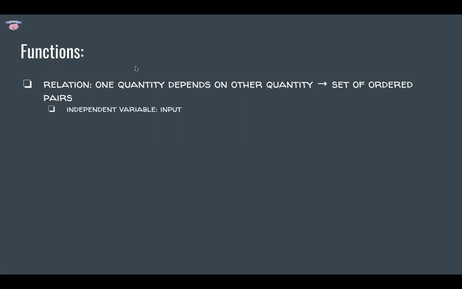So the input is the independent variable, the output is the dependent variable. If you watched the biology first lesson, I talked about independent and dependent variables. This is extremely similar. The independent variable is what you change, and the dependent variable is what you observe. In this case, the independent variable is the input, what you change, and the dependent variable is the output.